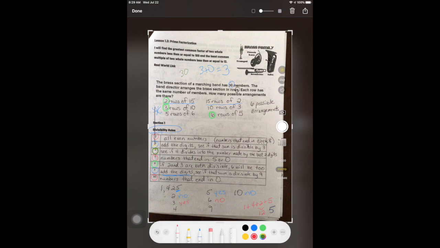Okay, and then my 9 rule, I added 1, 4, 2, and 5, and I got 12. Does 9 divide into 12? No, it does not. So 9 is a no. And then the 4 rule, remember, is I'm going to make a number out of the last 2 digits. So the last 2 digits of 1,425 is 25. Does 4 divide into 25? No, it does not. So 4 is a no. Okay, we'll practice those on the next page. Keep those rules handy as you go through.